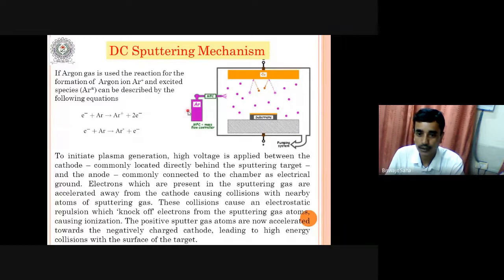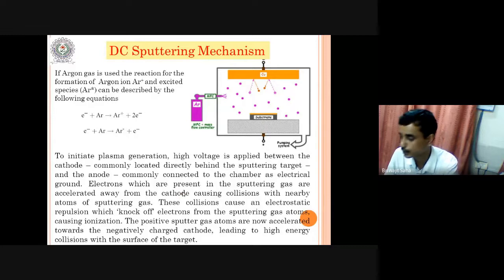Argon gas is supplied inside the chamber from an argon cylinder, and the amount of argon gas that has to be inserted into the chamber is controlled by a mass flow controller, MFC. This mass flow controller controls how much argon gas is to be inserted inside the chamber, so that this particular pressure of 0.001 millibar can be maintained inside.